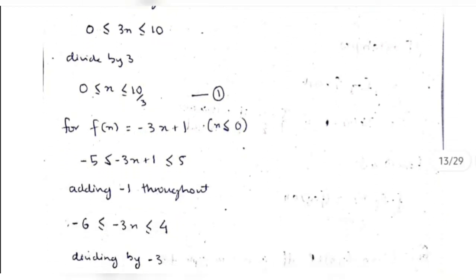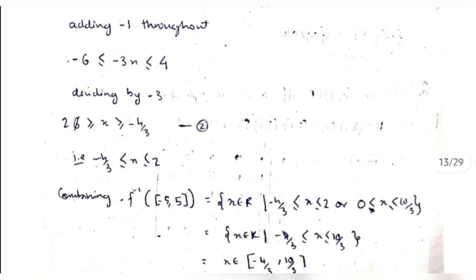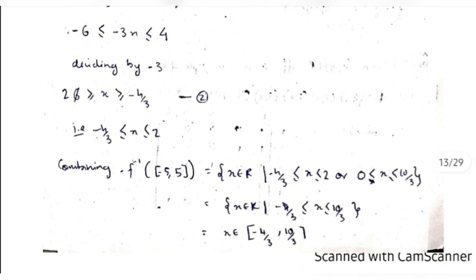Now for the second one, when x is less than or equal to 0, the equation is minus 3x plus 1. Okay, so minus 5, then less than or equal to minus 3x plus 1 less than or equal to 5. Now we have to eliminate this 1 from here, so we'll add minus 1 throughout and we'll obtain this, then we'll divide by minus 3, then we'll obtain only x in the equation. So x is in between minus 4 by 3 and 2. Okay, so the interval will be between minus 4 by 3 and 2, or 0 and 10 by 3. So the overall interval is x lies between minus 4 by 3 and 10 by 3.